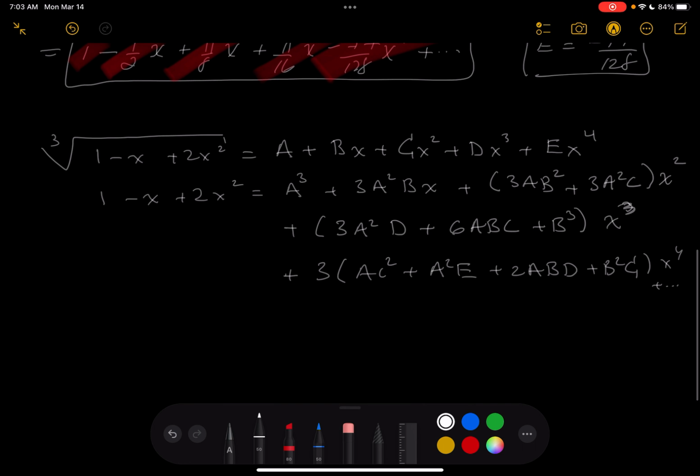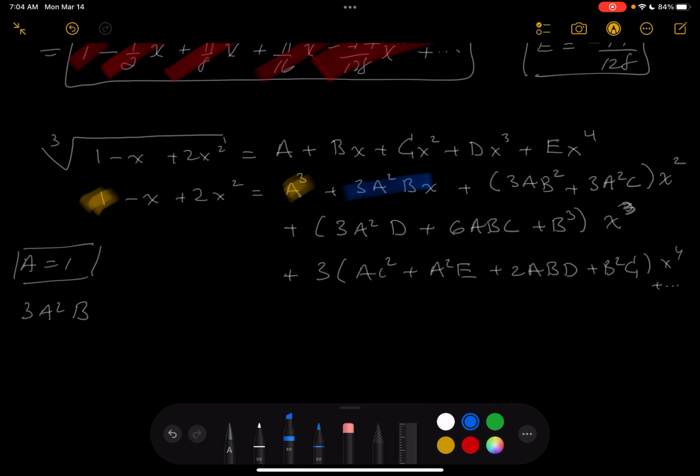So what I'm going to do now is start to equate coefficients. I think probably the a is the easiest one to do. And the a would have to be 1 by just looking at it. That's fairly simple. So looking at this over here, a has got to be 1. All right, I'll write that down for you. I'll put a box around it indicating that's really important to me. The next one's also pretty easy to do. That's going to be 3a squared b, the coefficient on the x term, and that has to be equal to minus 1.